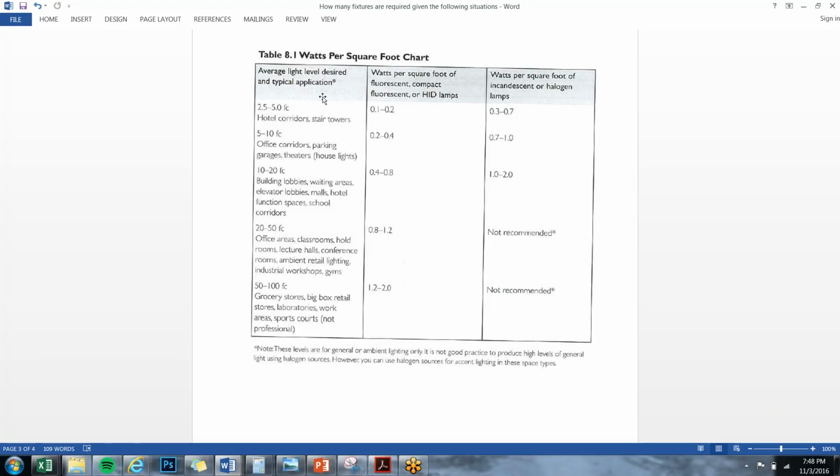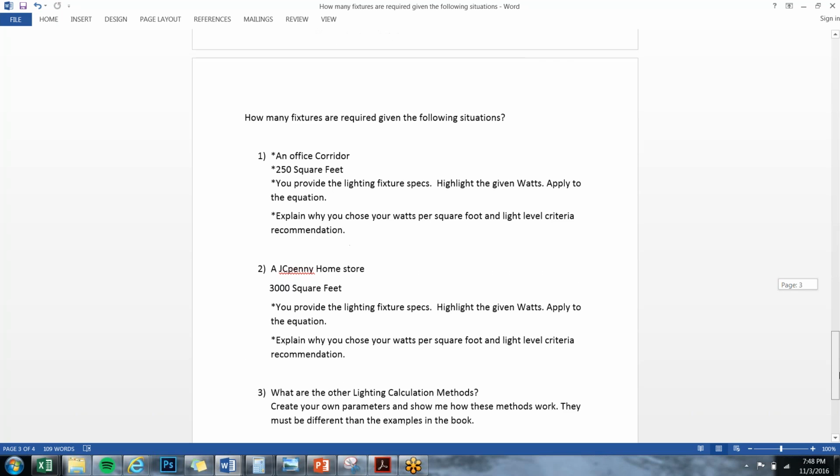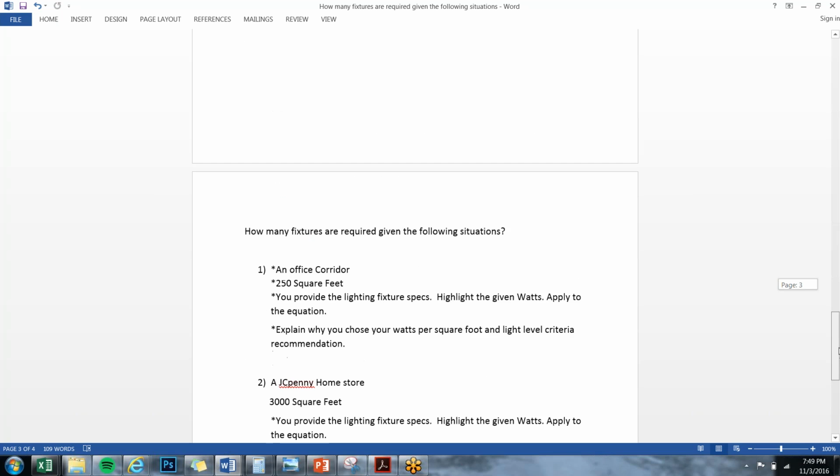So we have our average light level desired and typical application. Then the next column we have watts per square foot of fluorescent, compact fluorescent, or HID lamps. And then the last category, we have watts per square foot of incandescent or halogen lamps. And then we have some non-recommended. Okay, so there's all the charts we have going towards our formulas. And then here's the actual equations I'm asking for.